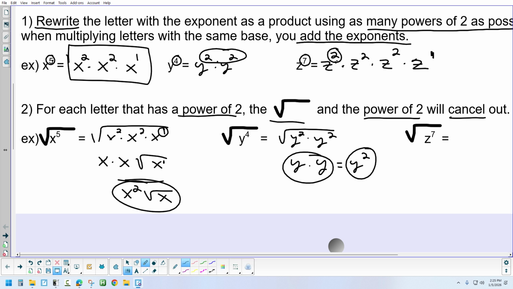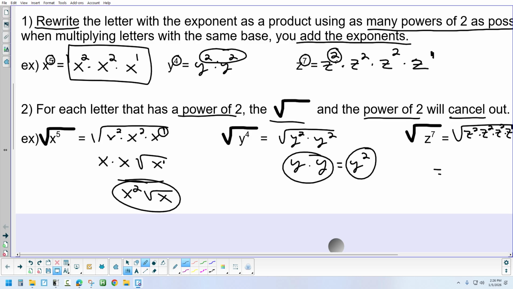Okay. Let's look at z to the 7th. How did we break up z to the 7th power? Yep. Z to the 2nd, z to the 2nd, z to the 2nd, and z to the 1st.